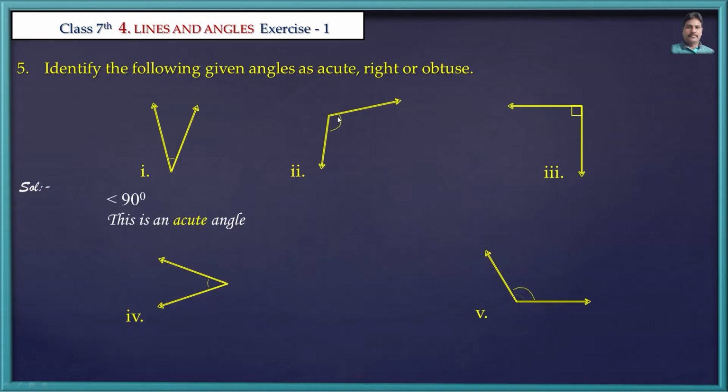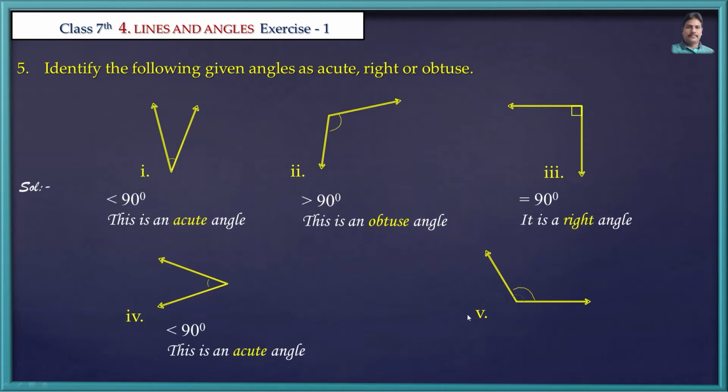See the second figure, this angle is greater than 90 degrees, so this is an obtuse angle. See the third figure, this is exactly 90 degrees. Here because a square shape is given, this denotes that it is a right angle. So this is equal to 90 degrees, it is a right angle. See the fourth figure, this angle is less than 90 degrees, this is an acute angle. See the fifth figure, this is greater than 90 degrees, this is an obtuse angle. So in this way you can answer this question.